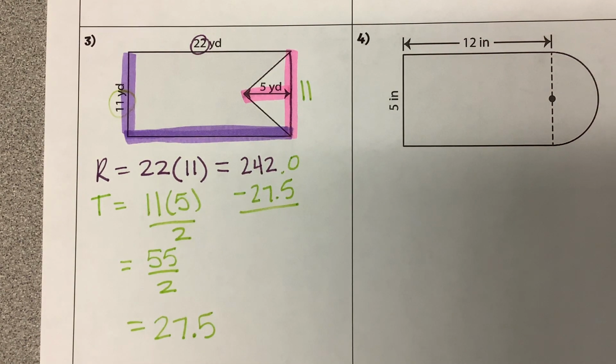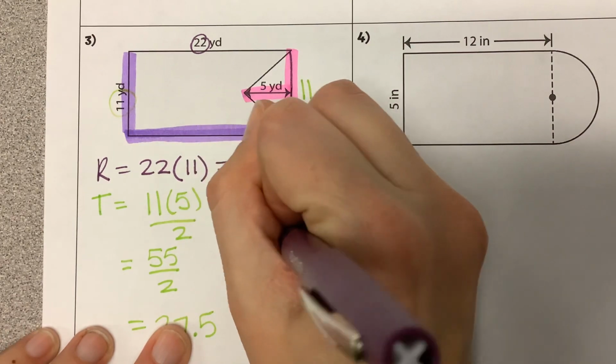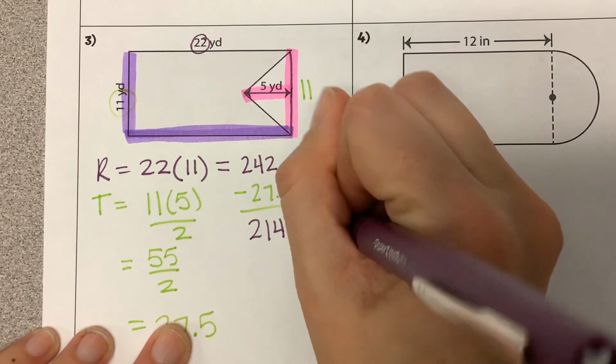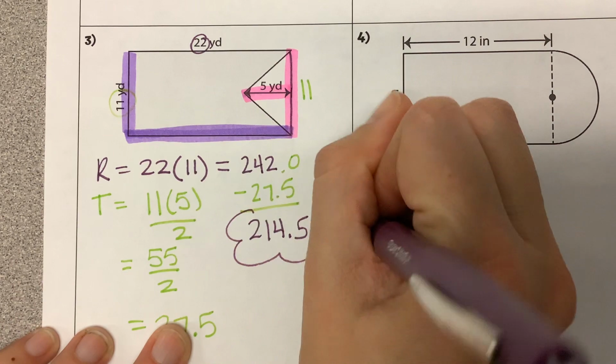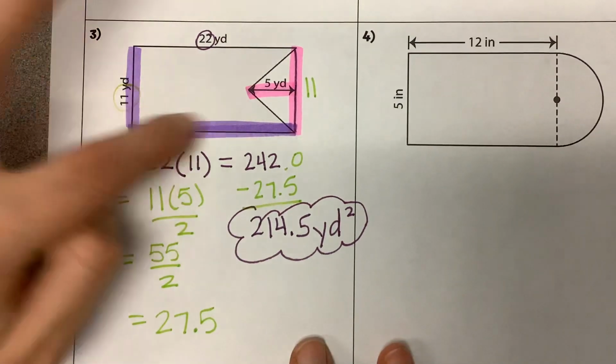Do it by hand or plug it into the calculator, and you get 214.5 yards squared. So we are taking away that triangle. We don't want that included in the shaded area.